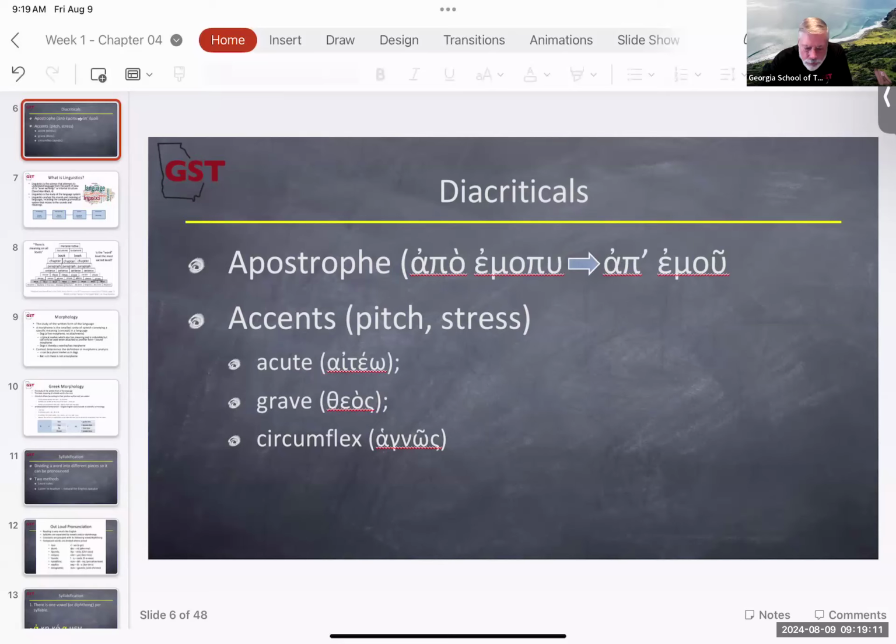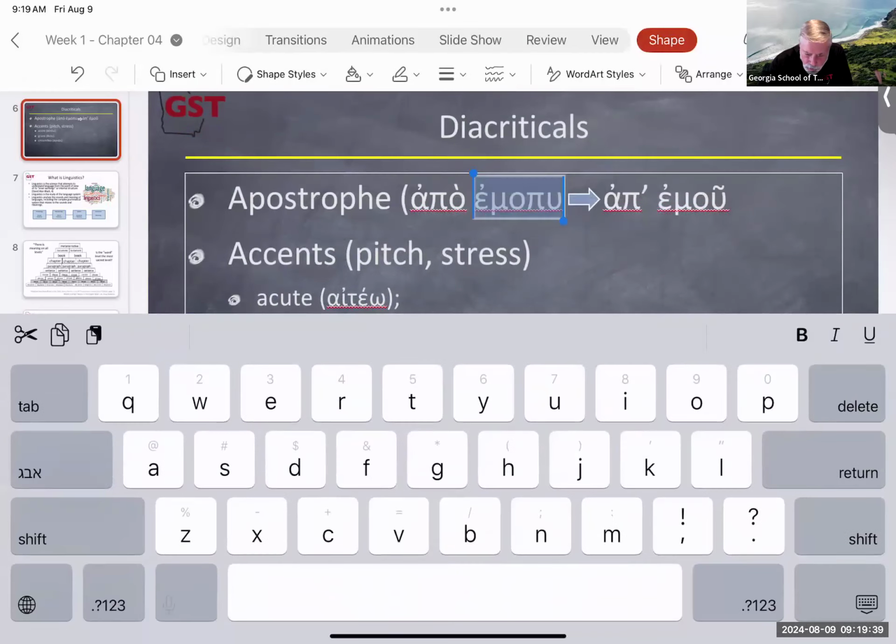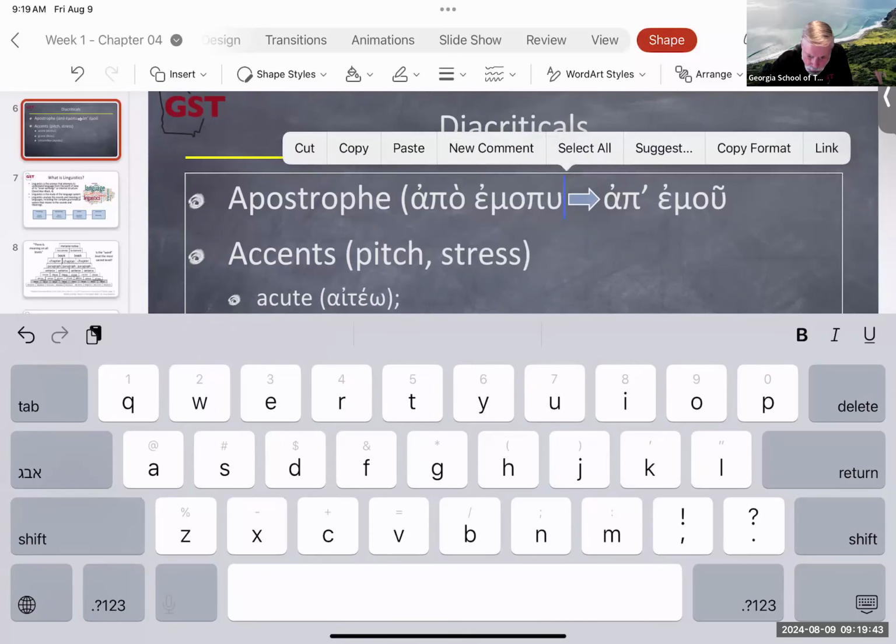All right. So in English, we could take the word cannot, one word, or two different words, and we can put an apostrophe and shorten it to can't, right? C-A-N apostrophe T. We do the same thing in Greek, right? We could take two words, apo... that's not supposed to be a pi there. Let me change that.